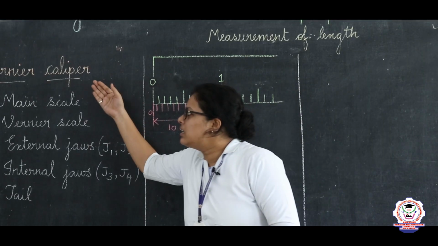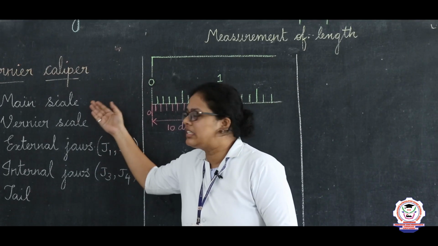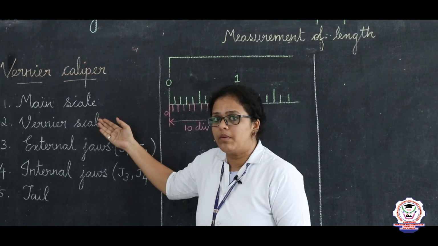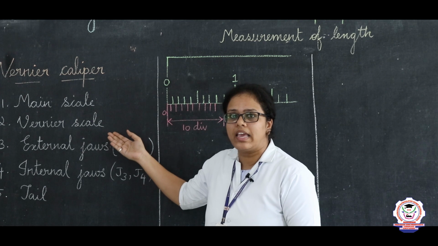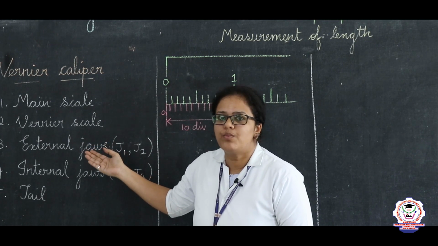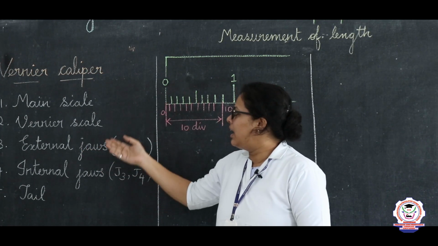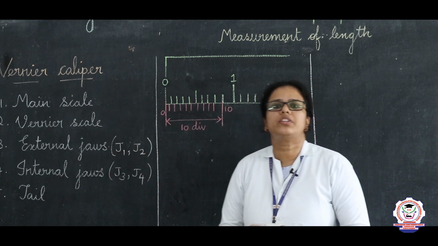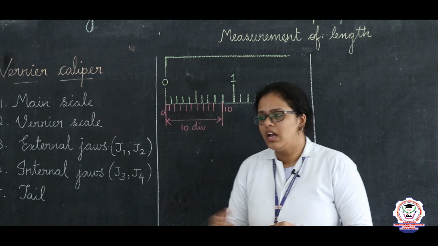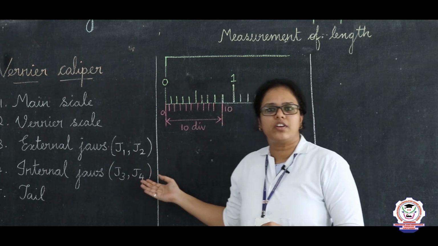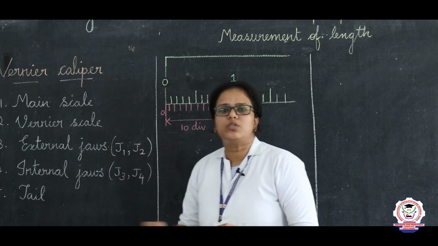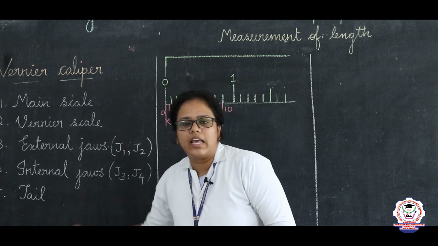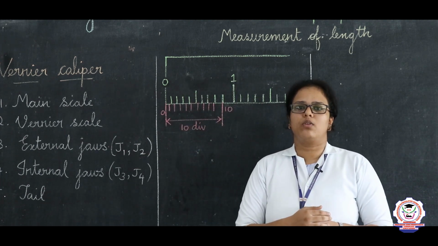So far we have seen the parts of the vernier caliper. The first is the main scale. It has fixed markings similar to that of the meter scale, and the next one is the vernier scale which makes the vernier caliper more accurate than the meter scale. Next are the external jaws J1 and J2 which are used to measure the external dimension of any object, and we have the other jaws J3 and J4, the internal jaws which measure the internal dimension of an object, and the last one is the tail which is used to measure the depth of an object.